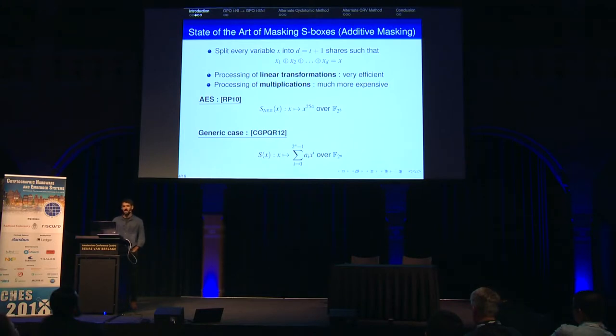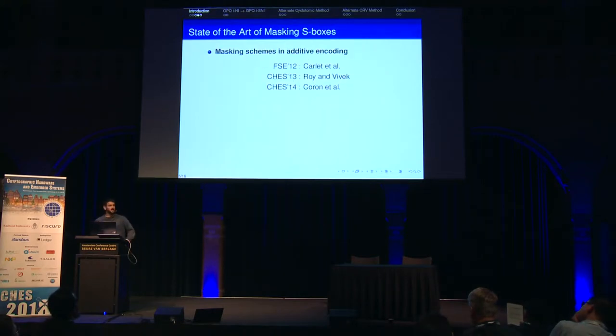The first probing secure masking scheme that uses additive masking was proposed by Rivain and Prouff in 2010. Their idea was to express the AES S-box as a power function, which relies on linear transformations and multiplications, namely squares and multiplications. Their approach was extended to the generic case by Carlet et al. in 2012. They proved that any n-bit S-box can be represented as a polynomial function over a binary finite field, whose evaluation also relies on linear transformations and multiplications. Since multiplications are very costly to process in additive masking, several works have then tried to optimize the number of nonlinear multiplications involved in a polynomial evaluation method.